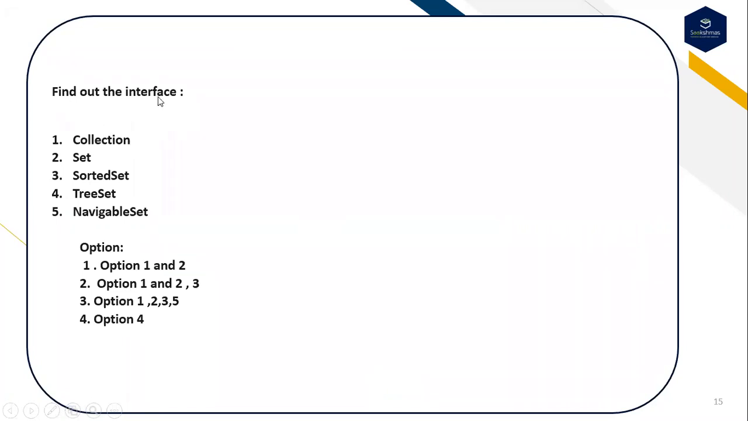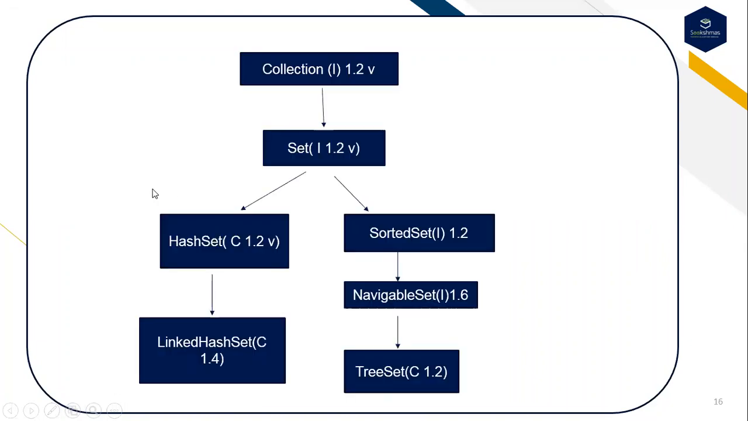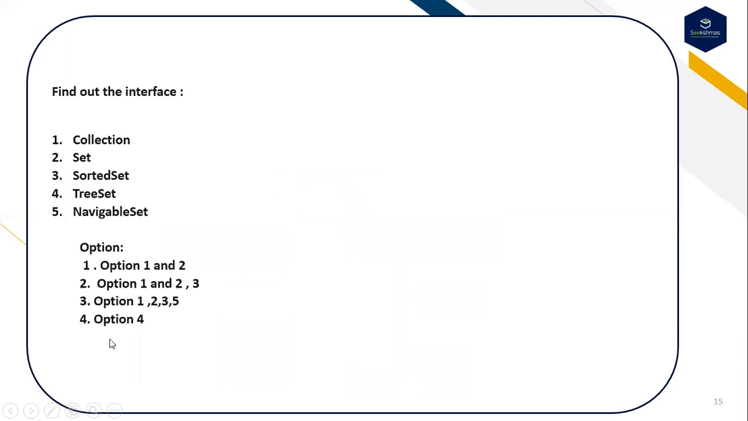So what exactly do we need to find out? The interfaces. Collection is an interface, Set is an interface, SortedSet is an interface, NavigableSet is an interface, but TreeSet is a class. Just observe this: Collection, Set, SortedSet, NavigableSet are interfaces, but TreeSet is a class. Got it? What exactly is the answer now? Option 1, then 2, then 3, followed by 5. This is the answer.